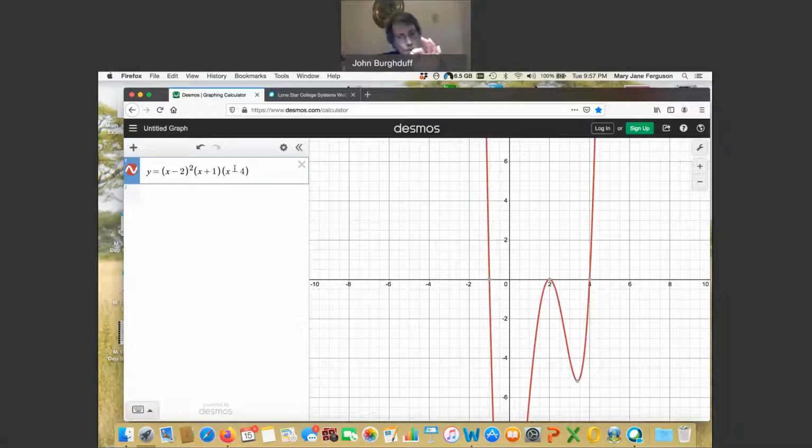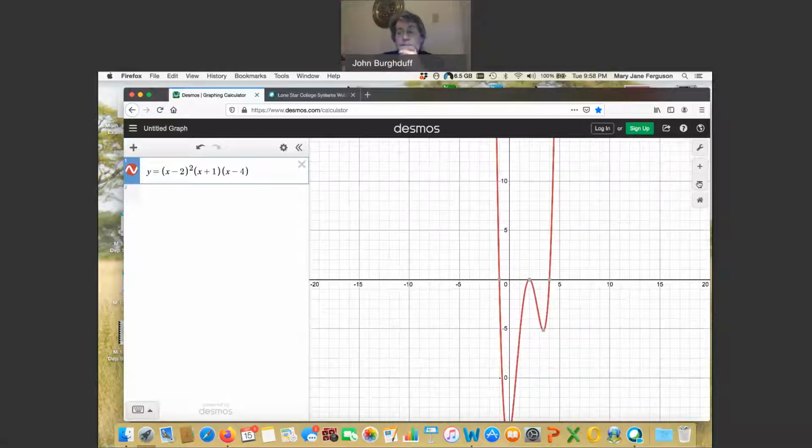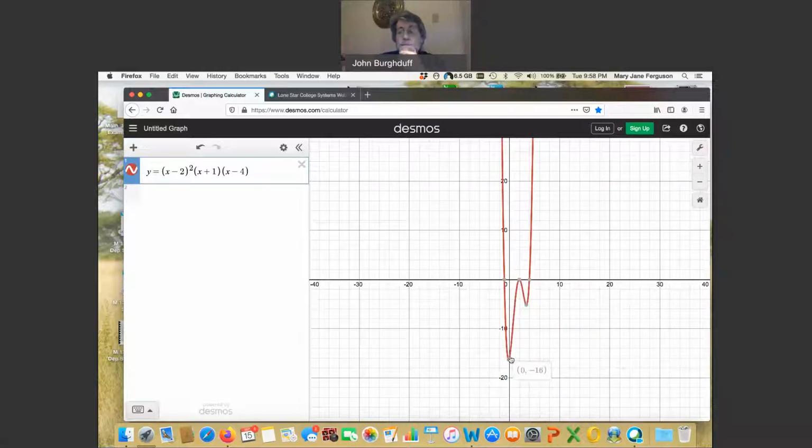So there's a lot of clues you get about the shape of this graph by looking simply at the leading term, which is x to the fourth, and the location of these x-intercepts. Oh, by the way, we can also find the y-intercept. That's always a nice thing to do. I'm going to zoom out so I can see where that is a little bit more clearly. (0, -16), pretty far down there.